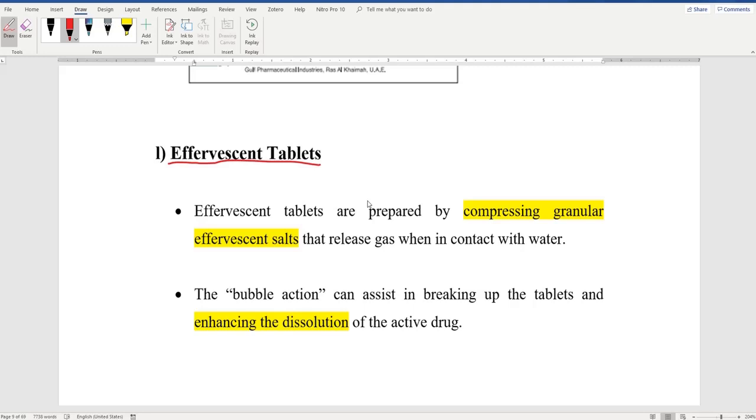Effervescent tablets. We already discussed effervescent granules, and you prepared that in the lab. And if you remember, the main ingredients of effervescent granules, اللي هم ايش? Citric acid, tartaric acid, sodium bicarbonate. Now, if you don't want to use granules, then you can use tablets. Yani first prepare the effervescent granules, then compress the granules to make tablets, and you will have effervescent tablets. Do you need to add a disintegrating agent in this case? No need for a disintegrating agent, because the bubble action that results from the reaction of acid and base and the release of CO2 will assist in breaking up the tablet and therefore enhancing the dissolution of the drug.